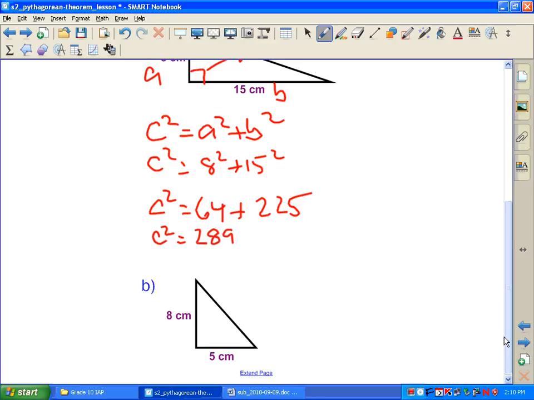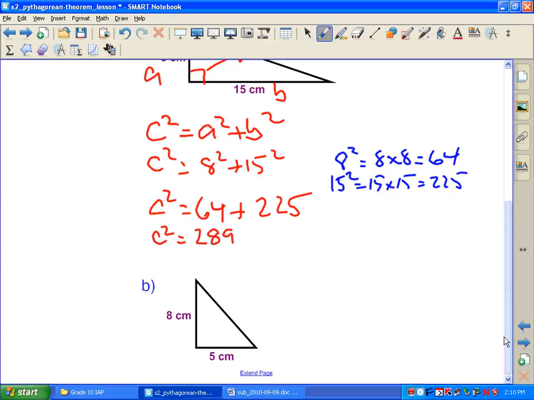Just a quick recap in case you forgot. When we take 8 squared and get 64, what we're doing, 8 squared means 8 times itself. So 8 times 8 is 64. And likewise, 15 squared means 15 times 15. And that gives us 225. I know that in the summer, I forgot a lot of math. So just being the first day of school, you might have forgotten some math. So I just wanted to remind you what squaring a number means. Now, we get 289 is equal to c squared.